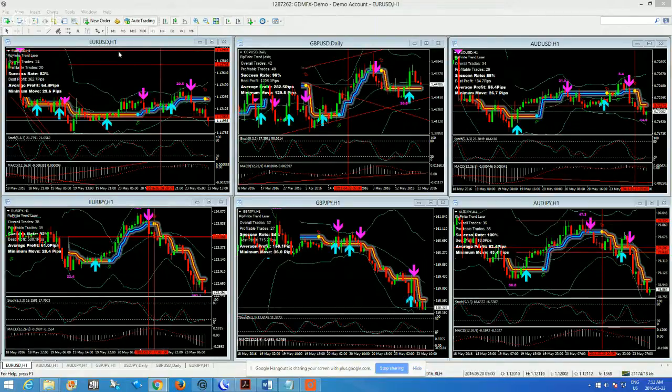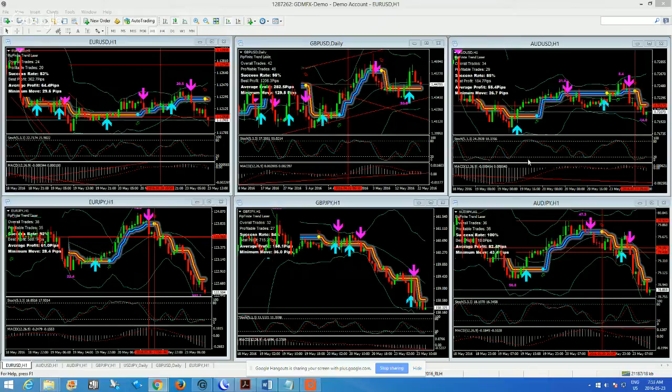Here we've got the trader's dashboard on the screen. As usual, our 6 currency pairs that we're monitoring. So let's just chat a little bit about those. It's Monday morning, 23rd of May, 2016. 6 currency pairs. And why these currency pairs?